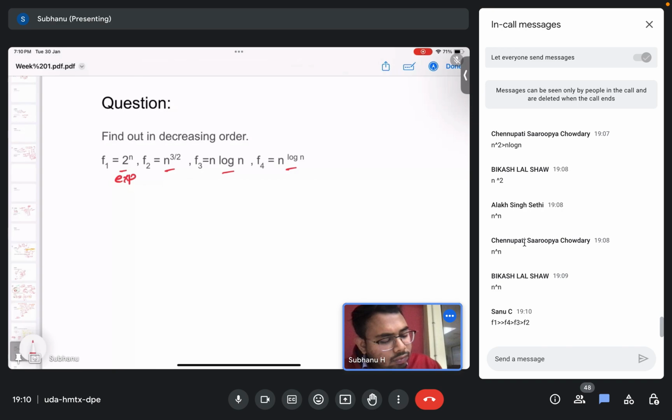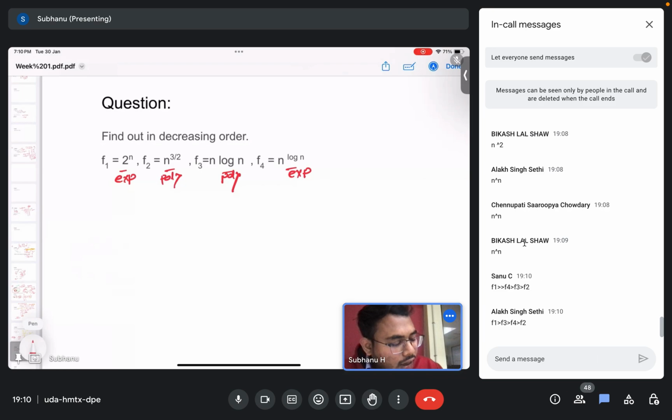Okay, this is a polynomial function. This one is also a polynomial function, and this is an exponential function. Exponential means basically n to the power something. So exponential functions are much bigger than polynomial ones. From these two, the exponential will always be the greater one.